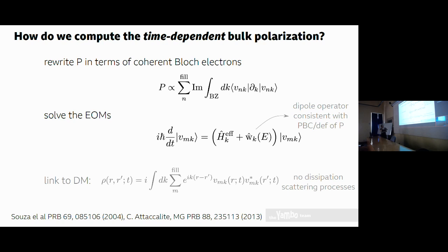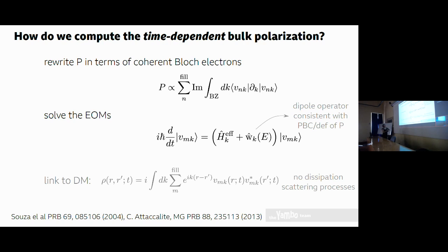In this equation of motion, I have an effective Hamiltonian, and I will come back to this in the next slide. I will also have the dipole operator, which is consistent with this definition of the polarization. If you want the link with the density matrix, at each time these states are diagonalizing the density matrix. Of course, I'm assuming no dissipation, no scattering processes.